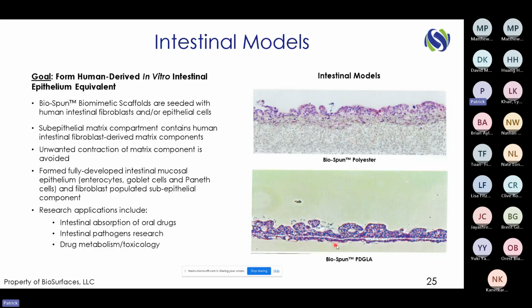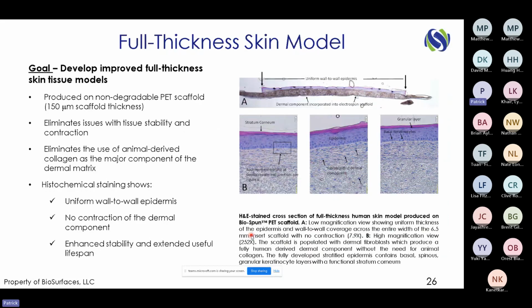And we also made a model on the very thin PDLGA scaffold, which included only the intestinal epithelial cells. And in this case, you can see that since this is, again, pretty open and it does have some pores and will begin to degrade and disappear with time, the epithelial cells actually started growing on the underside as well. So there's the intestinal model, and then finally now we come to our full thickness skin model.